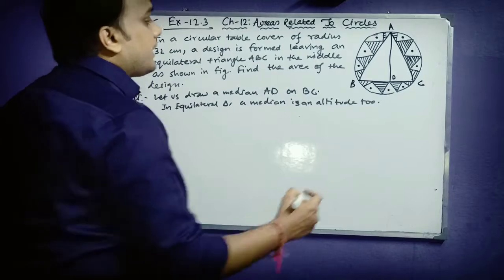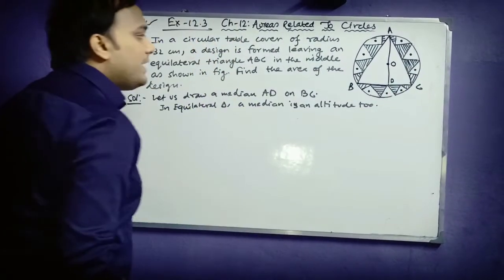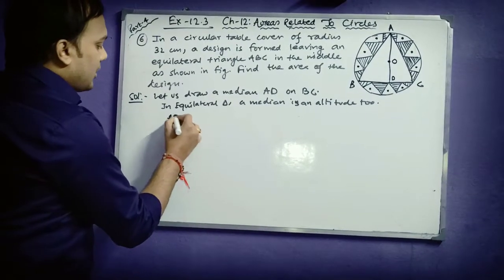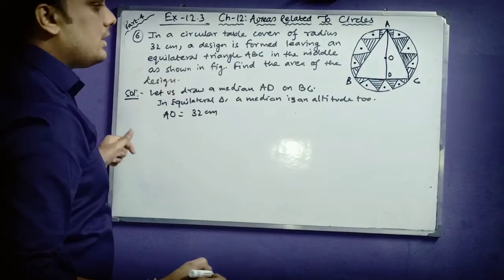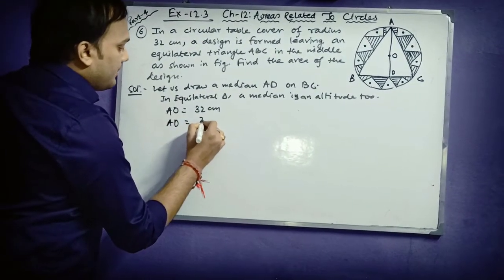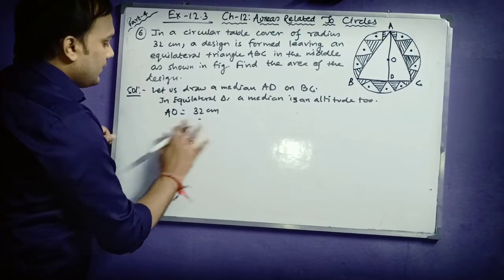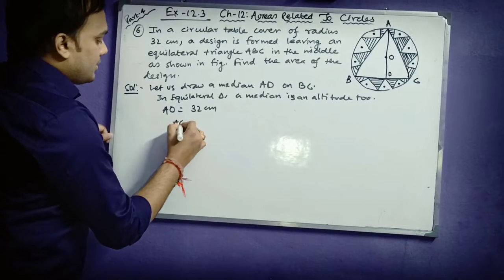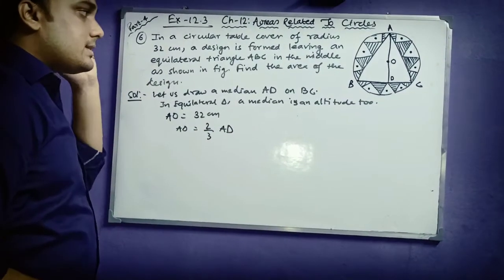Let us locate the center here for our convenience. Let the center be here as O. O being the center, AO is how much? The length of AO is 32 centimeter as given in the question, and AO will be equals to 2 by 3 of AD. This is actually the fact.